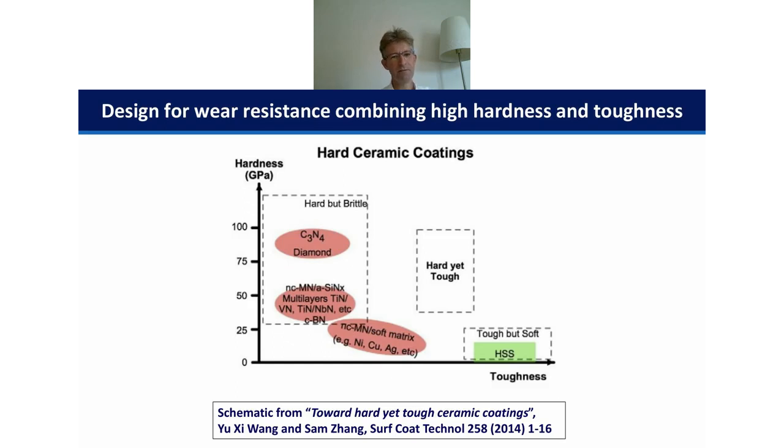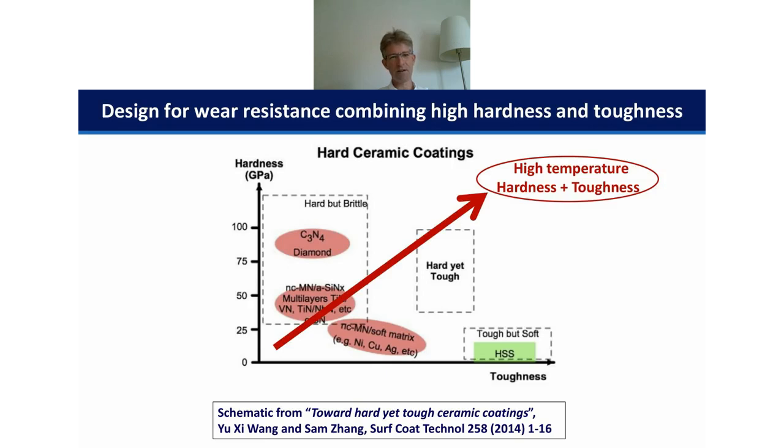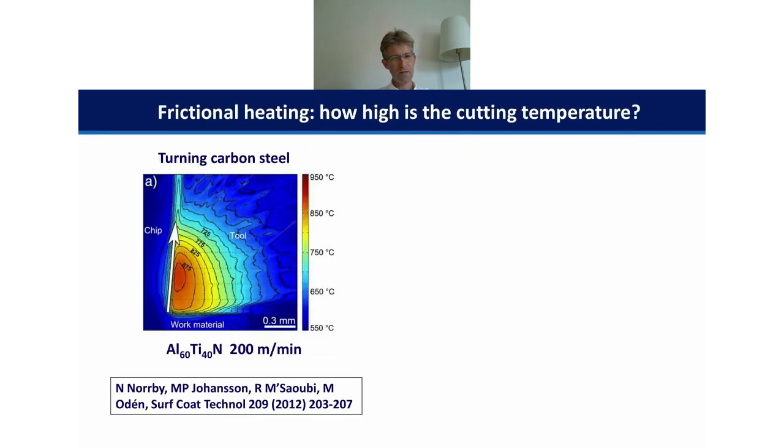But that picture is somewhat incomplete when you consider that in many of these applications, it's really not the room temperature hardness that's the critical thing, but the high temperature hardness and toughness combination that really delivers the high temperature wear resistance in the application. As we now have the capability to do these measurements, we should improve our optimization and develop better materials. One particular application where high temperatures are involved is in high performance machining applications.